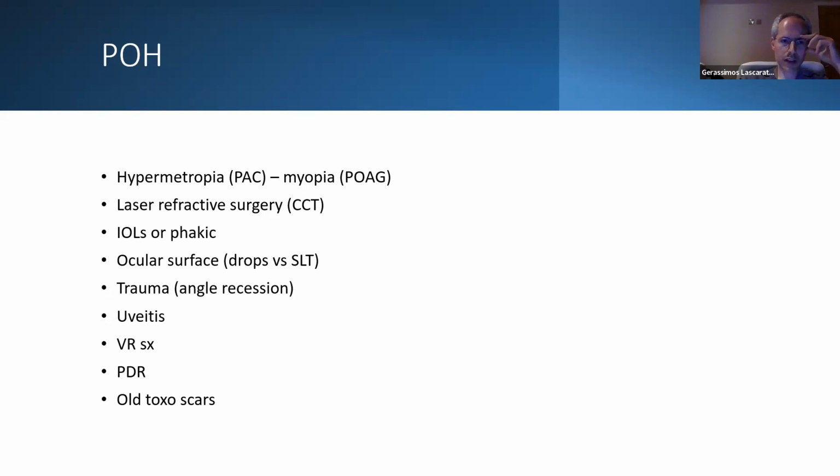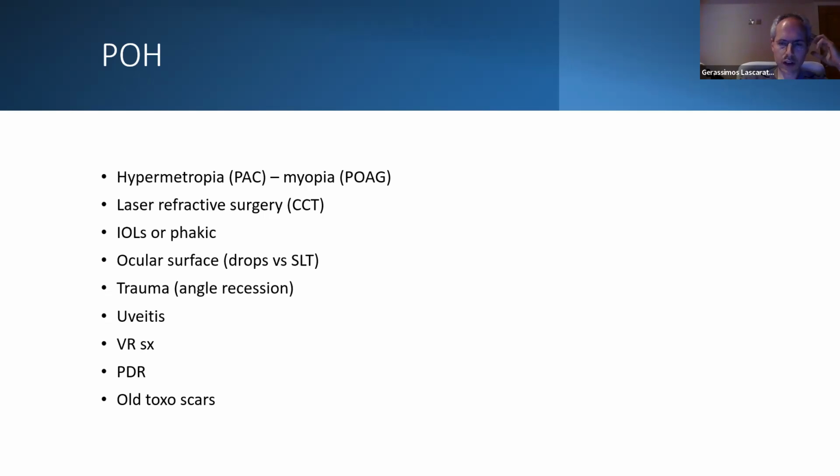Trauma, if there is history of trauma, you may want to think about angle recession, and obviously you would need gonioscopy to identify this. But in the context, let's say, of someone who's got very asymmetrical pressures, it's one of the things to consider. So if one eye is 15 and the other 30, trauma is a possibility, with angle recession being responsible for the high pressure.